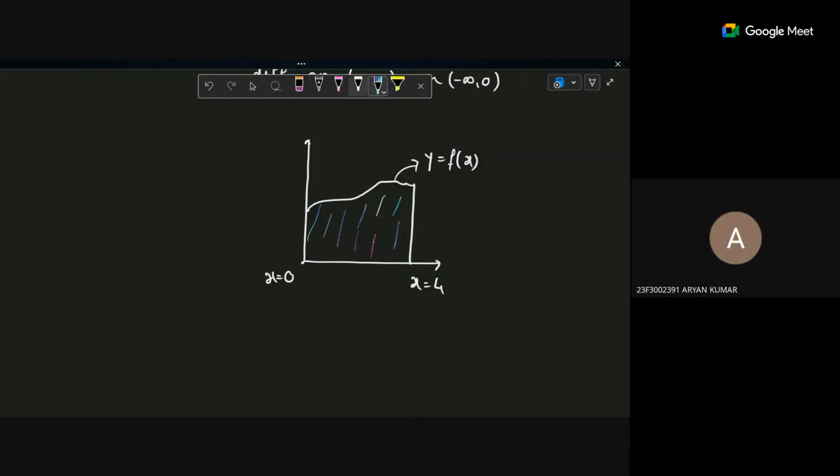Yeah, anyone can answer. Integral 0 to 4 f of x dx. Yes, ma'am. Okay.